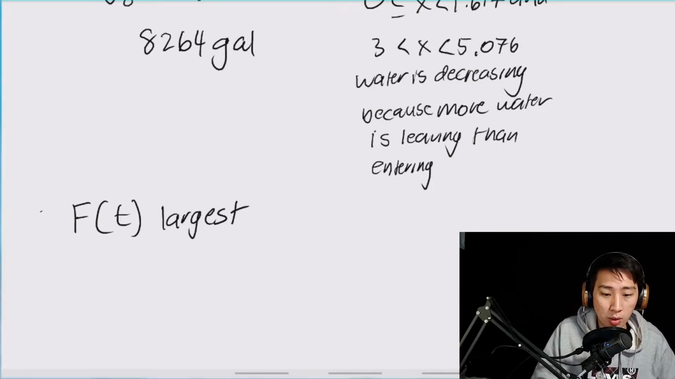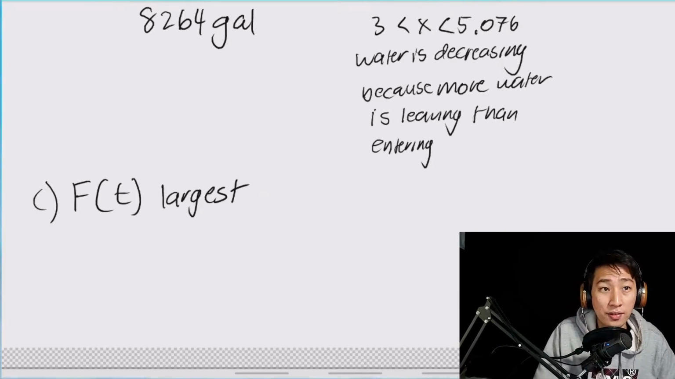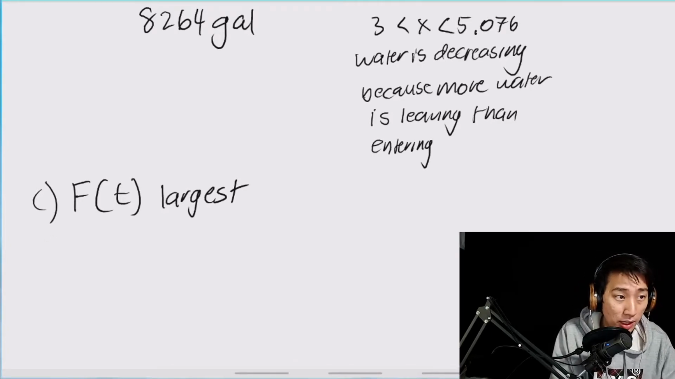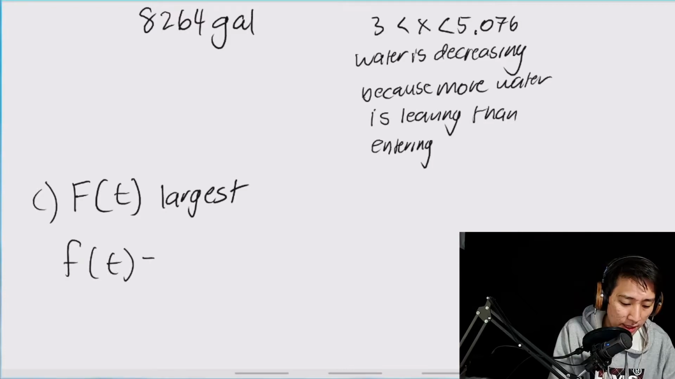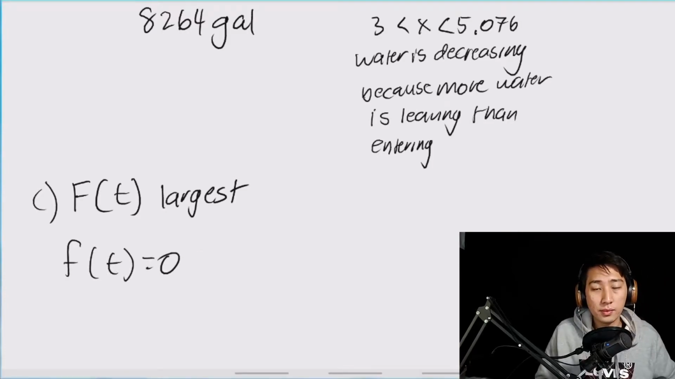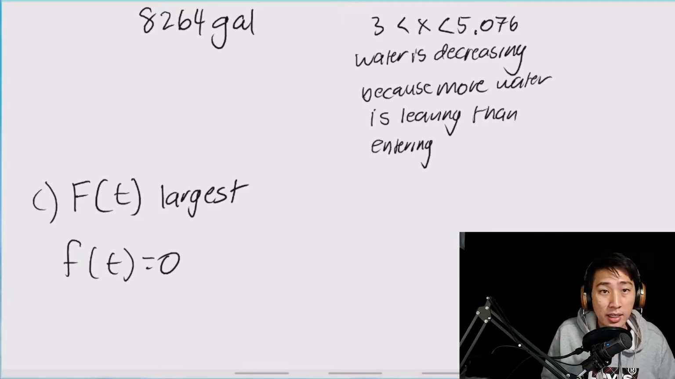Let's find my critical point. If I'm looking at where f of t is the largest, what I'm looking for is where f of t is equal to 0. Because I'm asking, where are my critical points? That's where my derivative is equal to 0. Okay, that's one way that we can look at it.